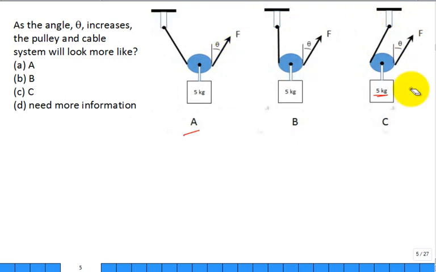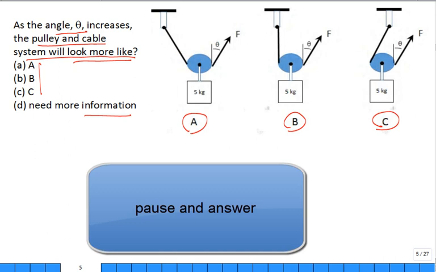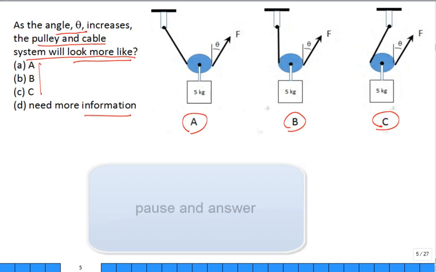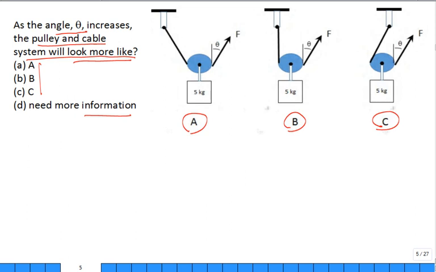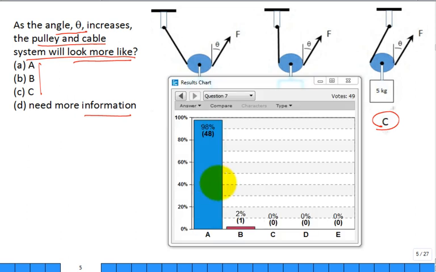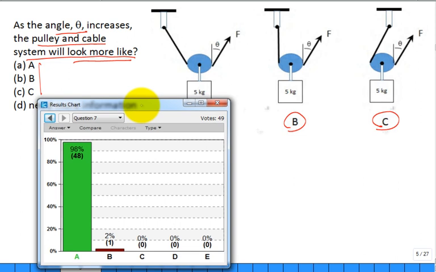Okay, let's now get back to the question. As the angle theta increases from 0 up, the pulley in the cable system will look more like either case A or case B or case C. Or you need more information? All right, everybody's in. Let's take a look. Yeah, why does it look like that? Why is A the more proper look?